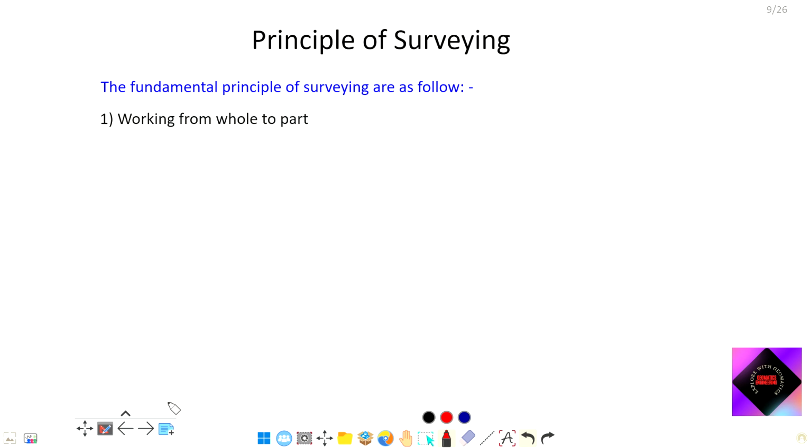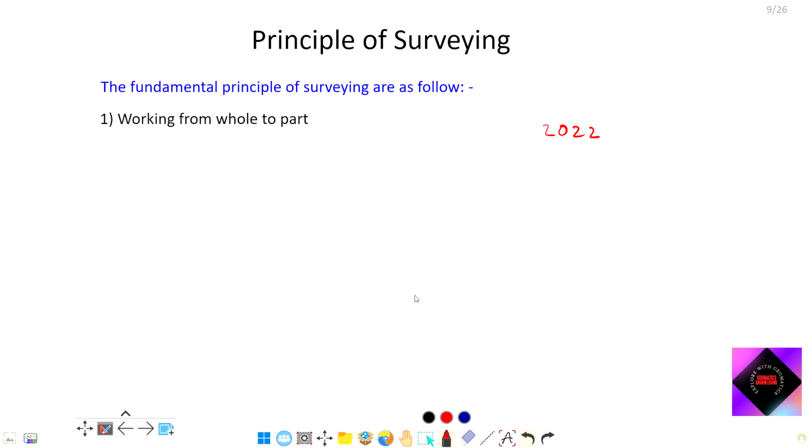Now moving to the main portion of our video, that is the principle of surveying. In the previous geomatics exam in 2022, one question arrived from here, and the answer to that question is working from whole to part. So let's understand what principle is involved in surveying.